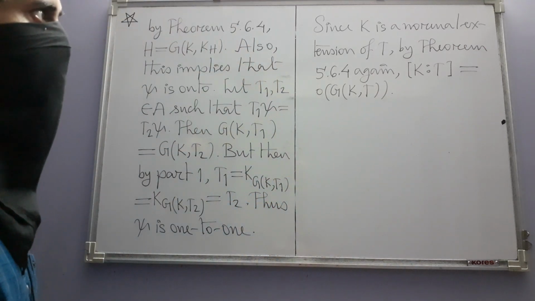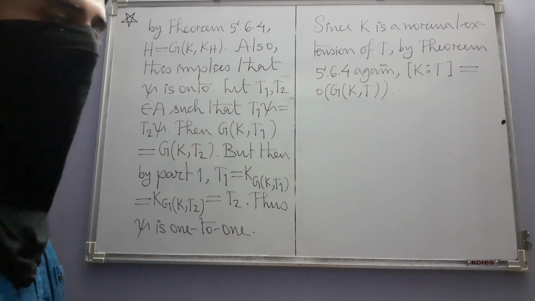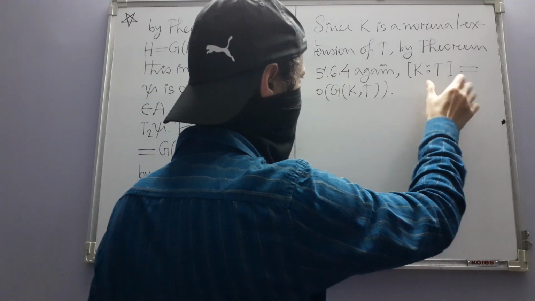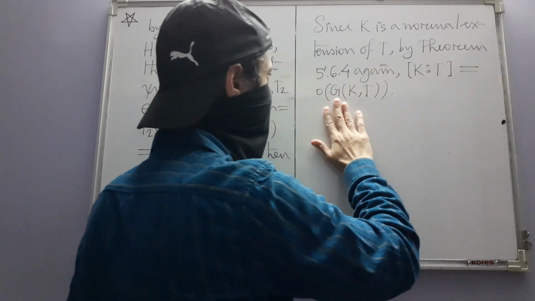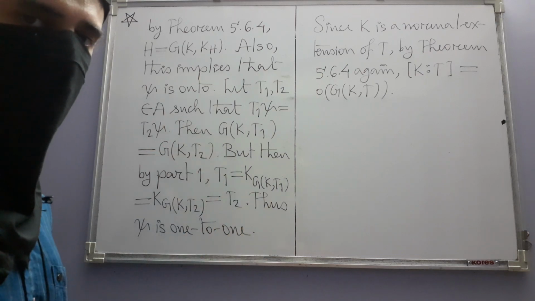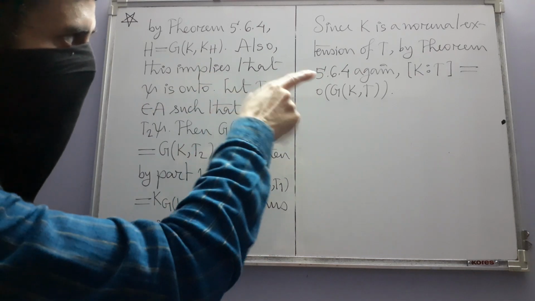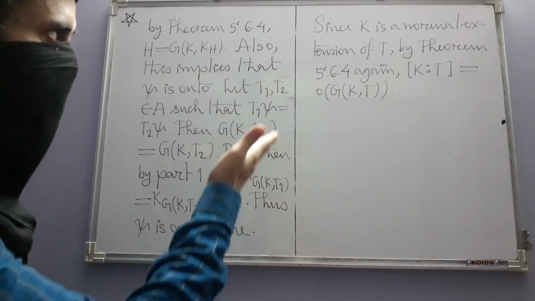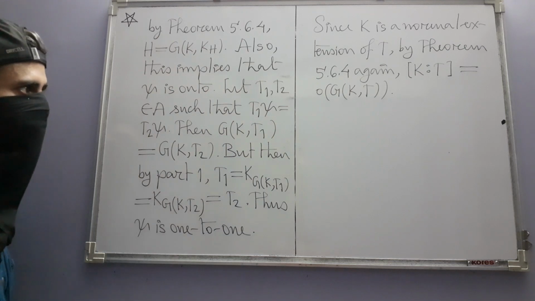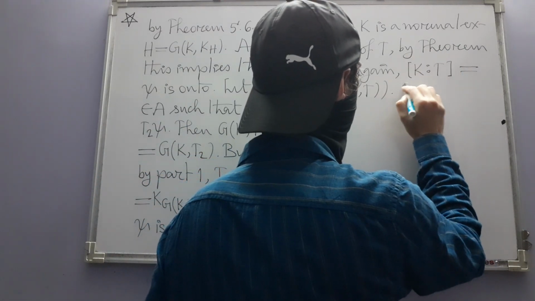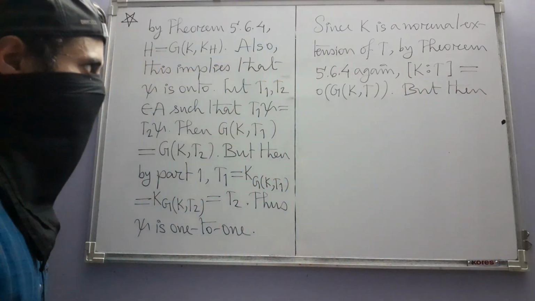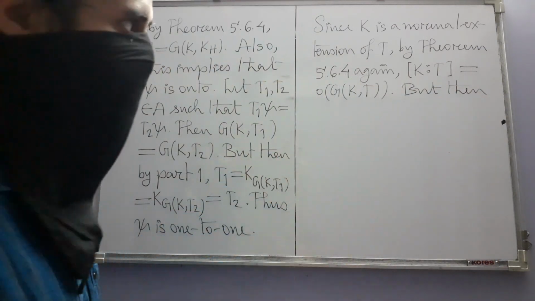And this is happening because K is a normal extension of T. In general, we know that if K is a finite extension of T, then this degree is greater than or equal to the order of the group. Whether we have or don't have normality, we have that inequality. But normality implies equality. So that's what we get from 5.6.4 also, besides having this. So this I think is one half of the claim of part 3.